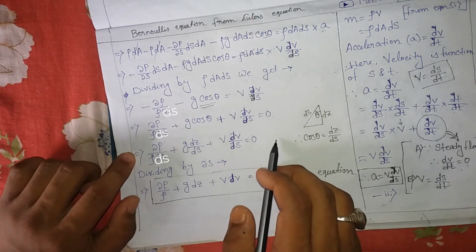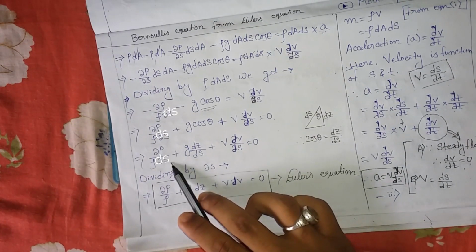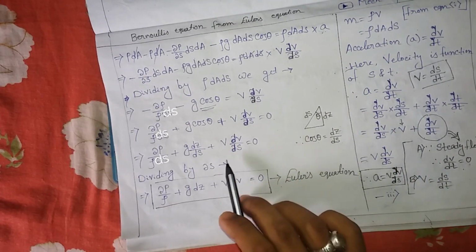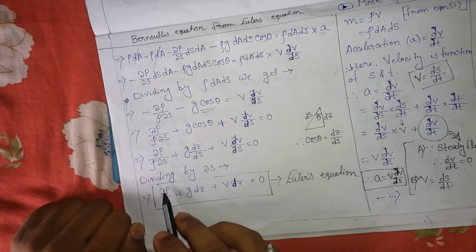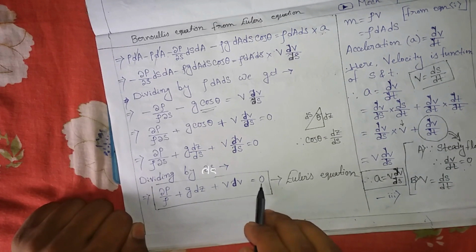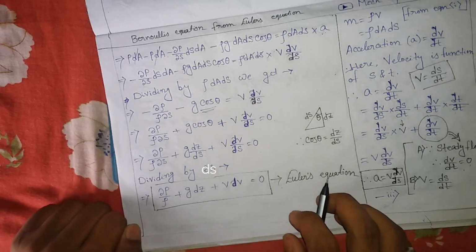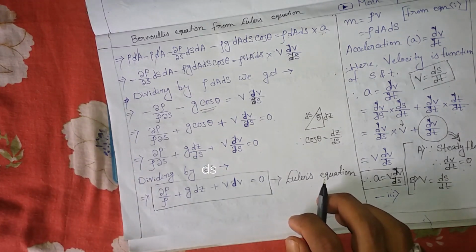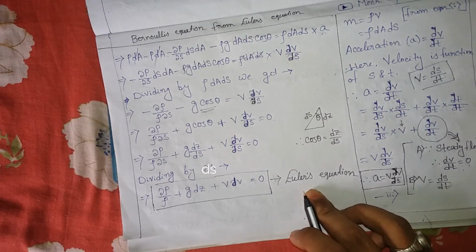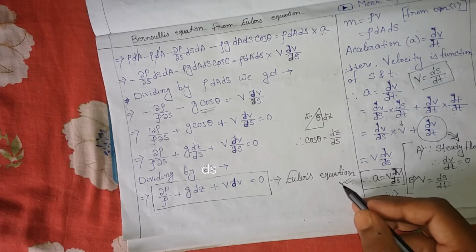Now what will we do? You can see that ds is common here, so we will divide all three terms, left hand side and right hand side, by ds. So dividing by ds, we get del p by rho plus g dz plus v dv equals 0, and this is Euler's equation. But we have to know Bernoulli's equation. By integrating Euler's equation, we will get Bernoulli's equation. The derivation of Euler's equation is also important.